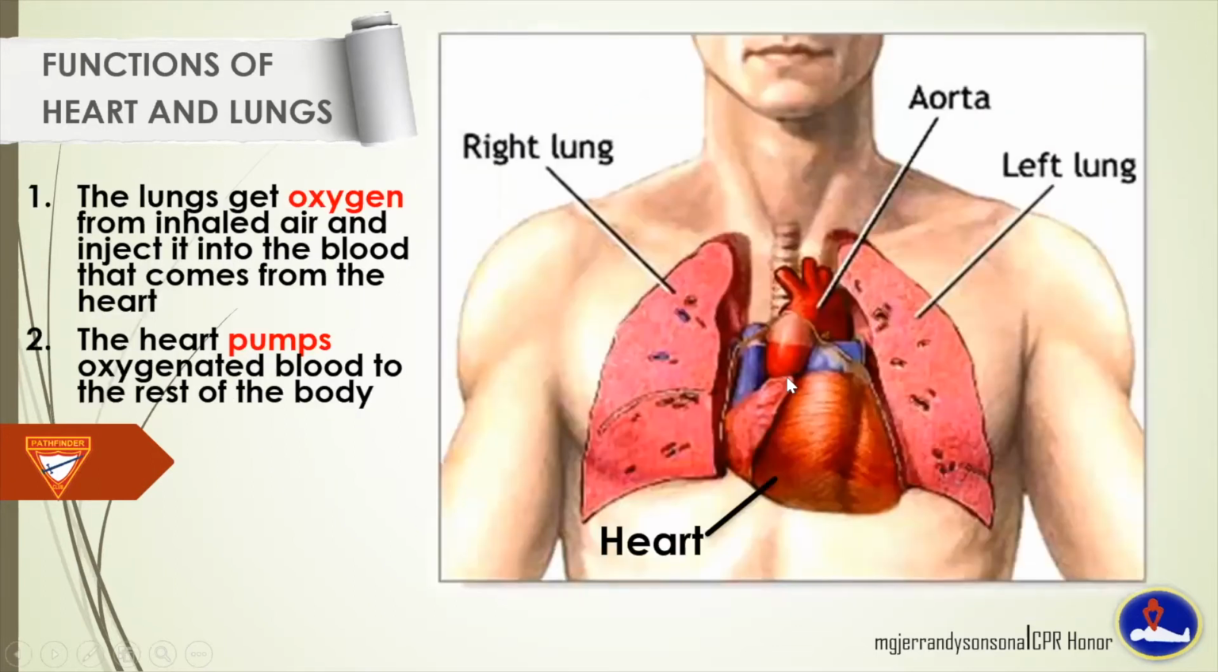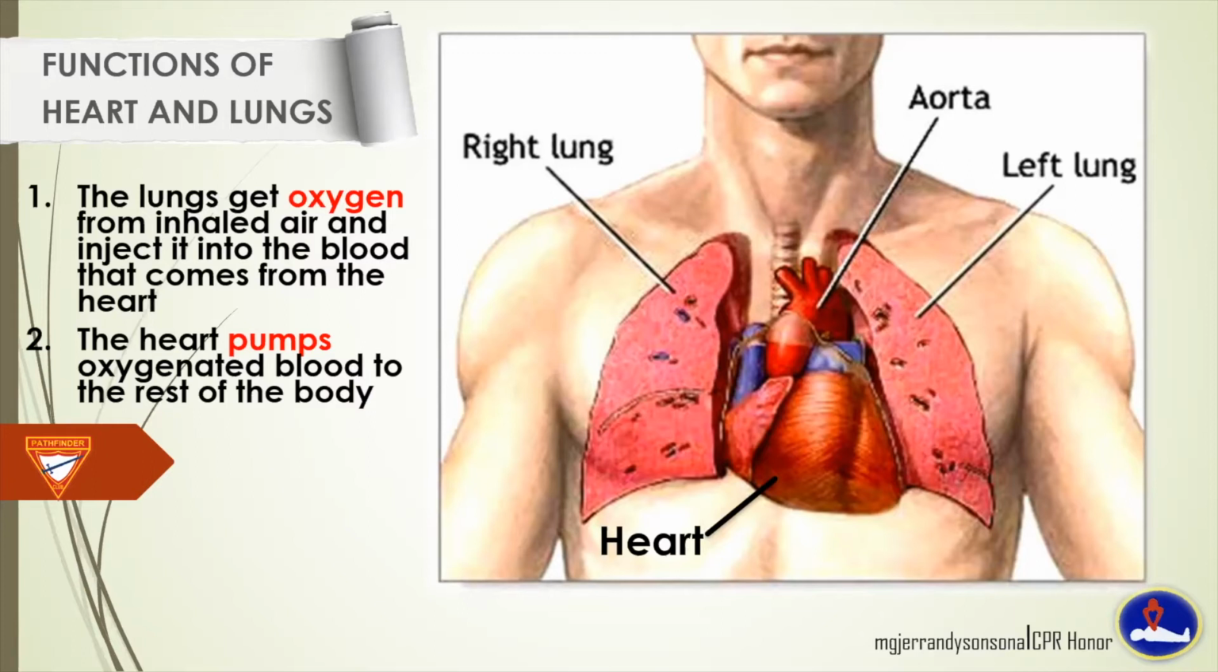Okay, functions of the heart and lungs. Very simple. I will not go so much into detail because we only have 1 hour to do this. The lungs get oxygen from inhaled air and inject it into the blood that comes from the heart. Our lungs are responsible for taking air from the atmosphere. It goes to the lungs, and then the lungs filter and get the oxygen only.